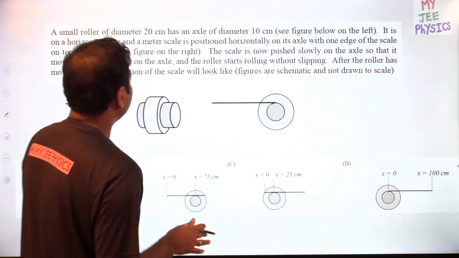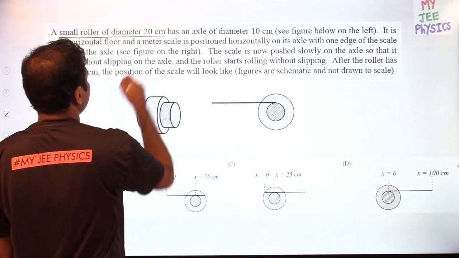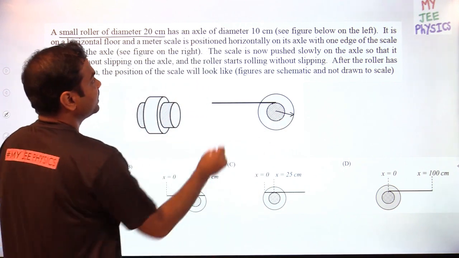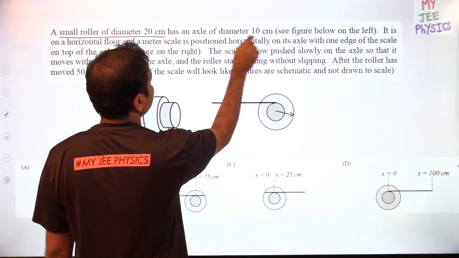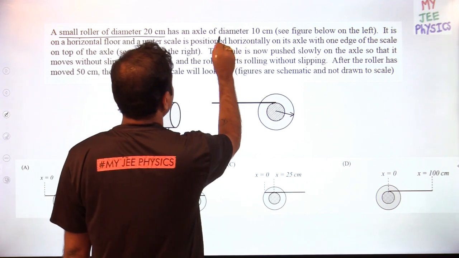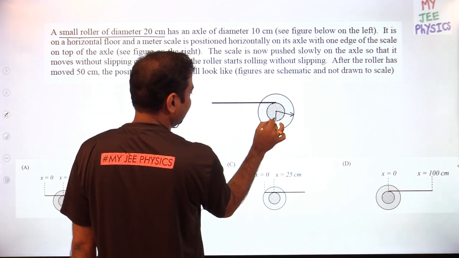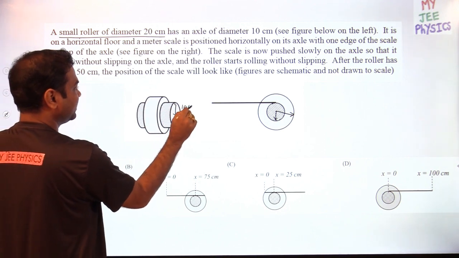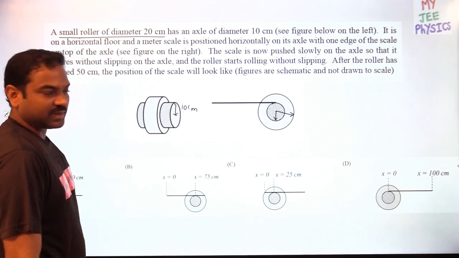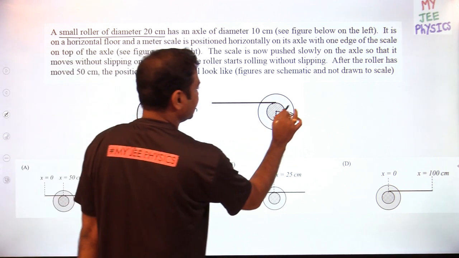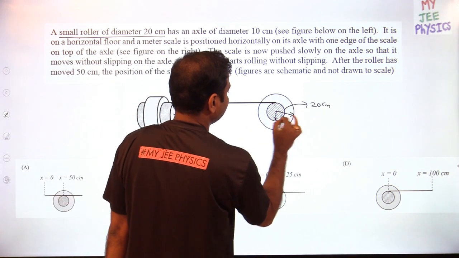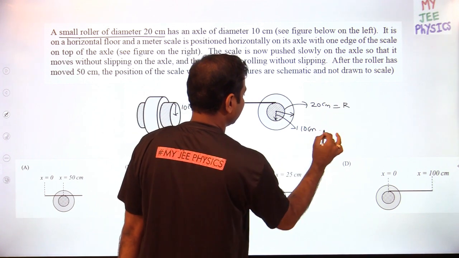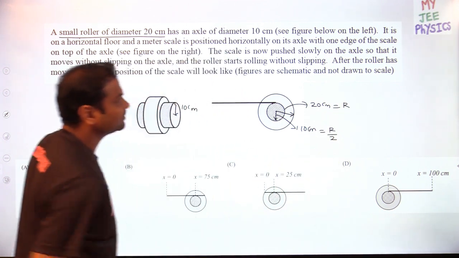In this question it is clearly given that the small roller has diameter 20, so this one has 20, and the axle diameter is 10 centimeter. The inner part, which is the shaded part, is 10 centimeter, and the outer one is 20 centimeter. That is the logic. But instead of numbers you will go with R and R by 2. This will be the easiest one to go with.